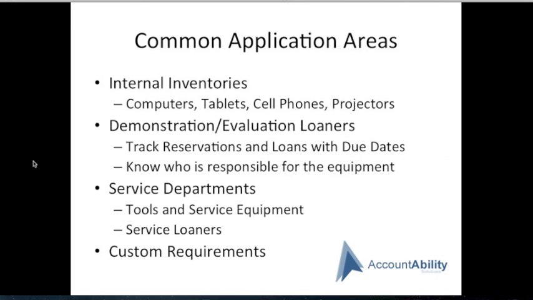So, some common application areas before we jump into the product. Internal inventories is probably our number one application area. So that's tracking the computers, tablets, cell phones, all the equipment that your sales or service team has in their possession. And so we know who's got it, what the warranty dates are, is there an expected return date. So we just know where all your internal equipment is.